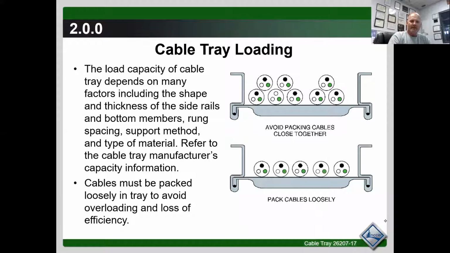This is talking about cable tray loading. The load capacity of a cable tray depends on many factors, including the shape and thickness of the side rails and bottom members, rung spacing, support method, and type of material. Refer to the cable tray manufacturer's capacity information. Cables must be packed loosely in the tray to avoid overloading and loss of efficiency.